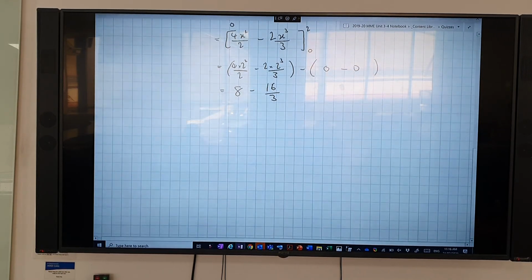Happy with that? And then I just think it's easier to have it over 3, so I put that as what over 3? Is it 24? Yep, definitely, because times both by 8 by 3, sorry. And what's 24 minus 16? 8.